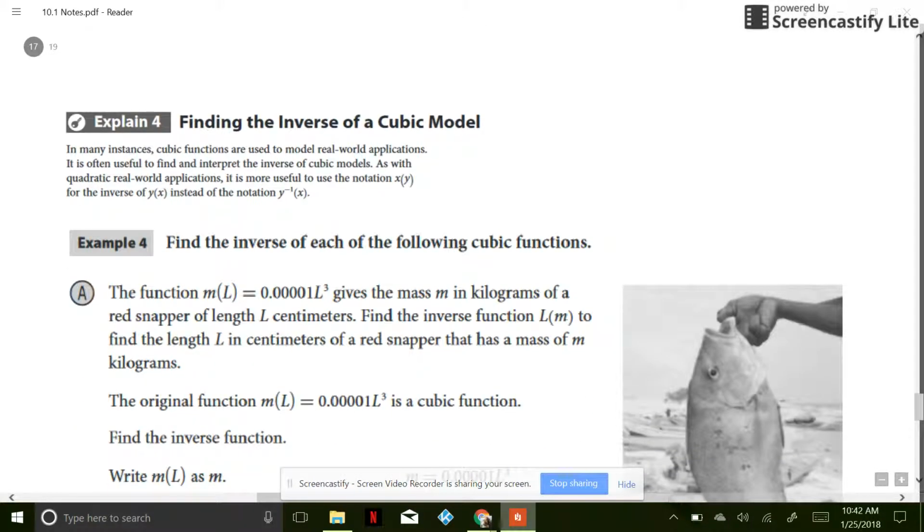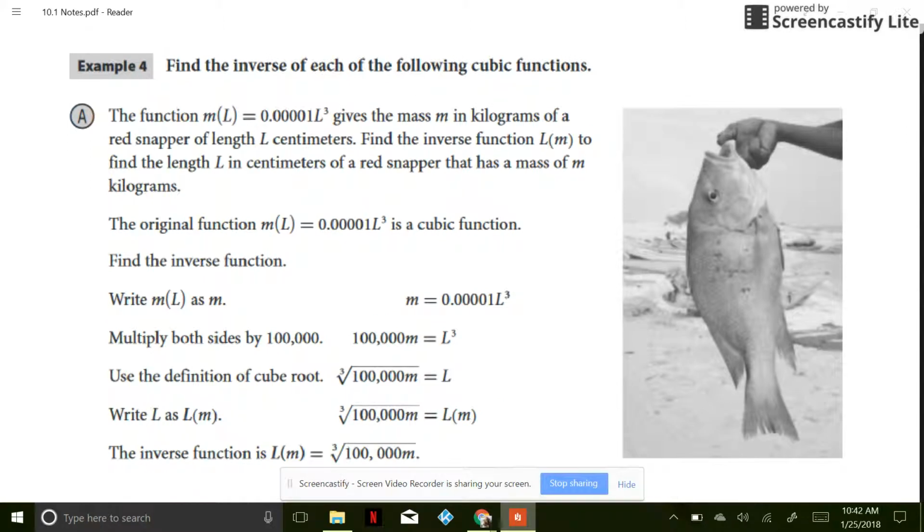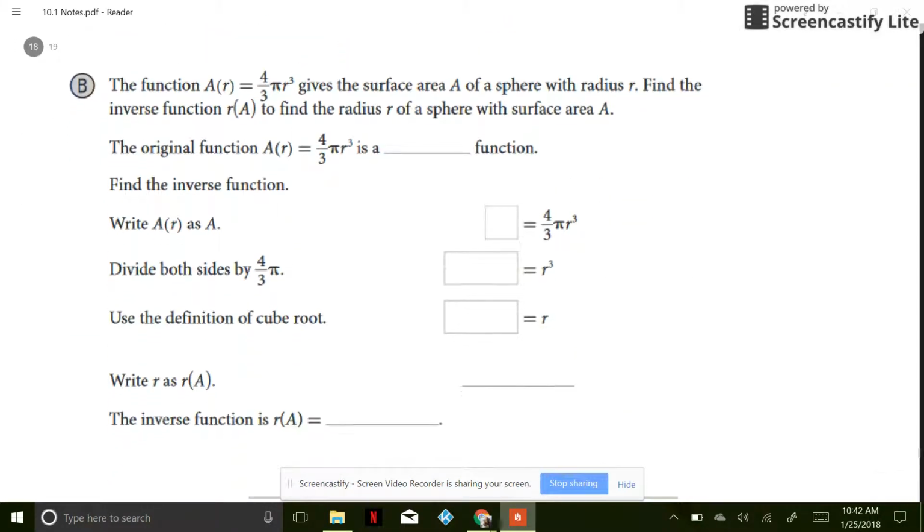We can also use cubic models. So again, same situation. We're just using a cube root instead. It's the only difference. So here we've got the function a of r is equal to 4/3 pi r cubed. This gives the volume of a sphere with radius r. So we want to find the inverse function. Our original function is a cubic because it's r cubed.